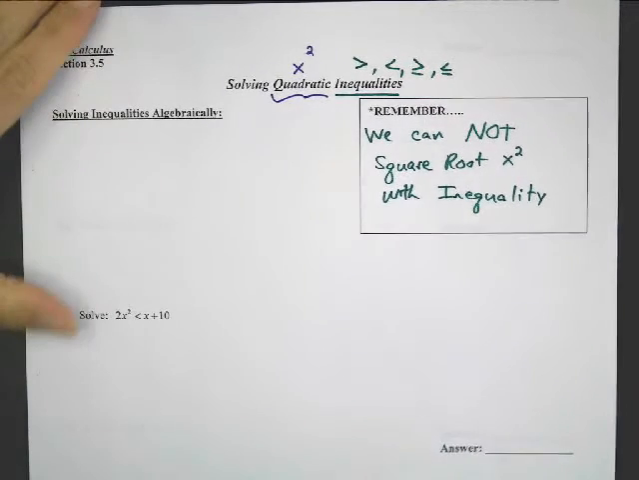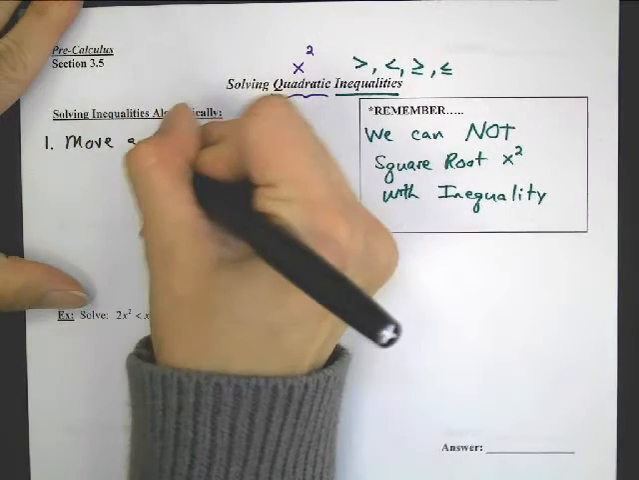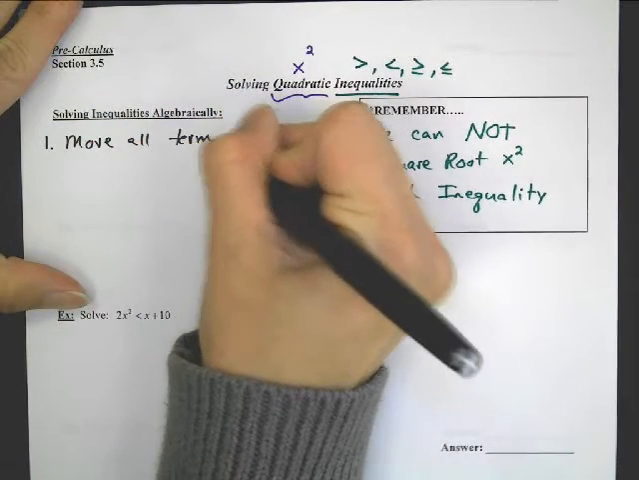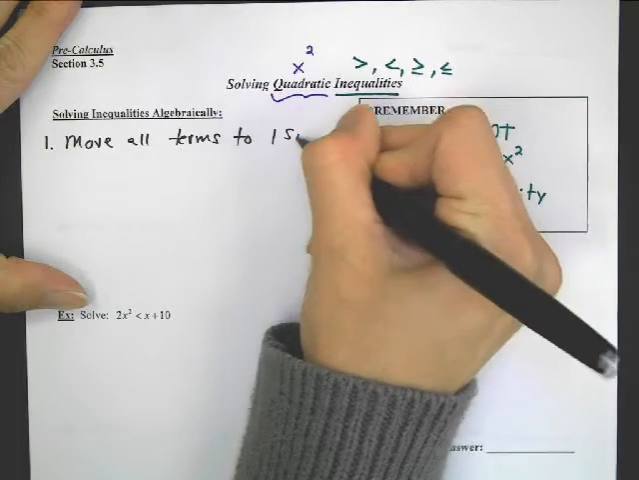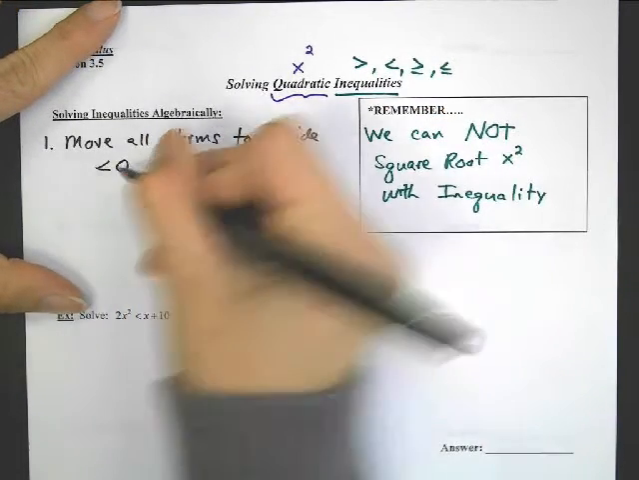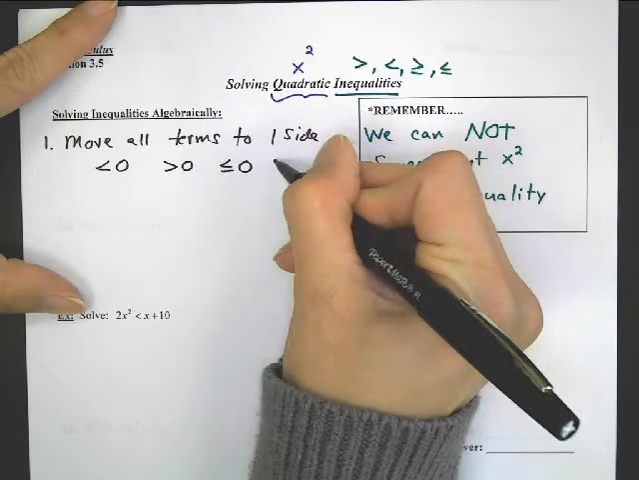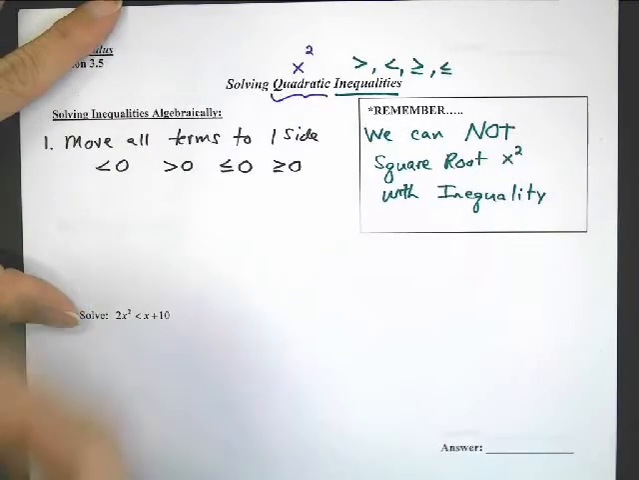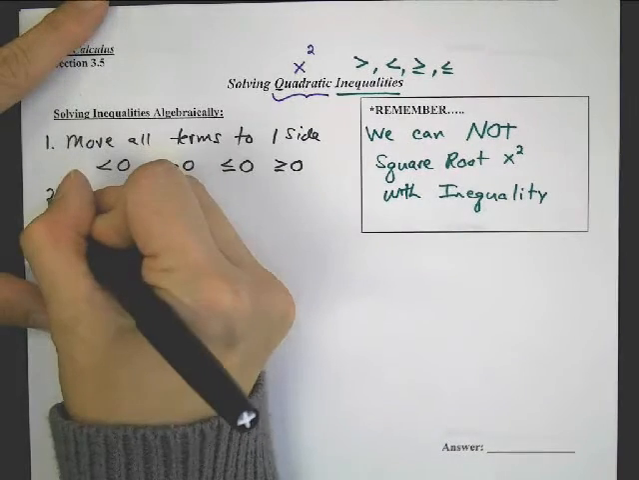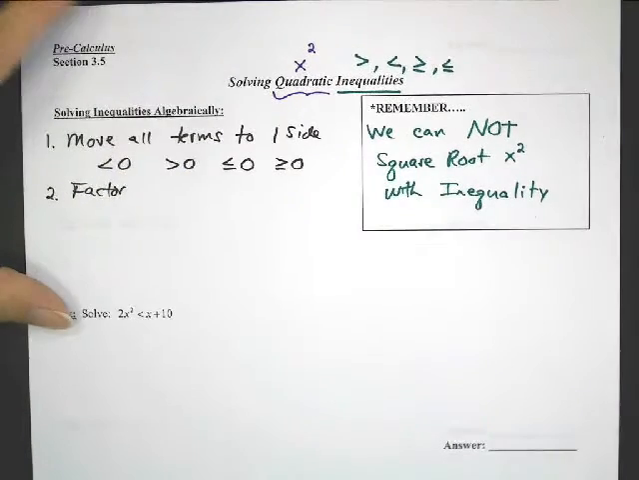The first thing we're going to do is move all terms to one side. Doesn't matter, pick a side, so that it's less than 0, or greater than 0, or less than or equal to 0. See how this works? Everything is on one side. Step 2, there's the fun part. You're going to factor that quadratic.